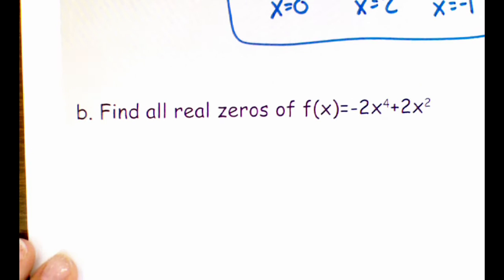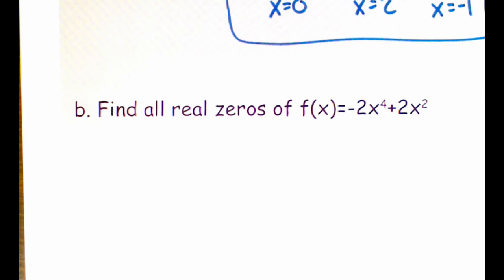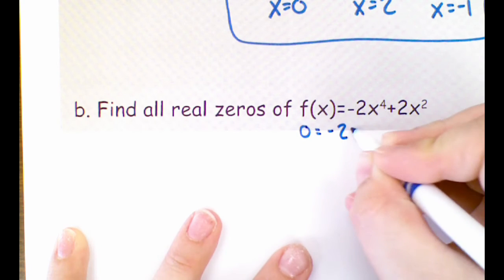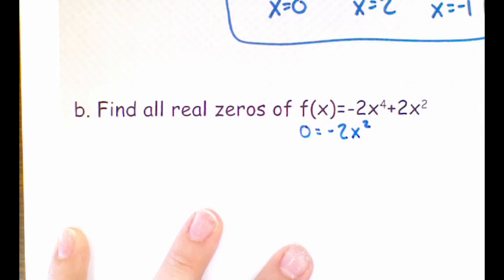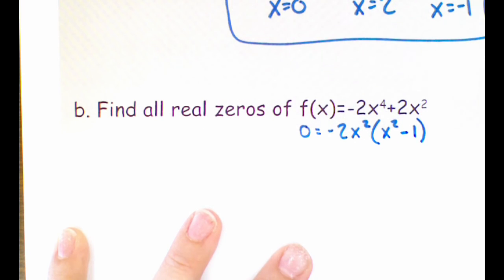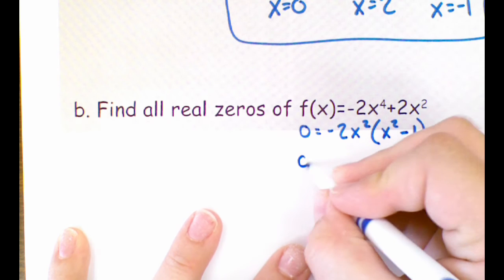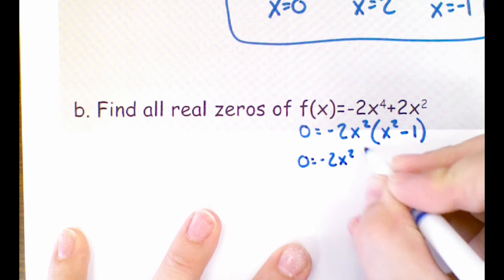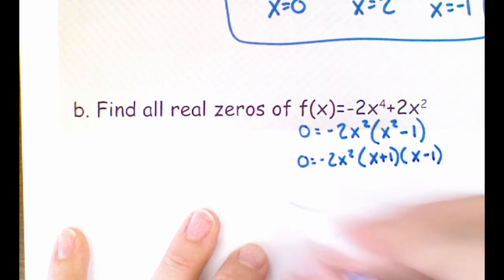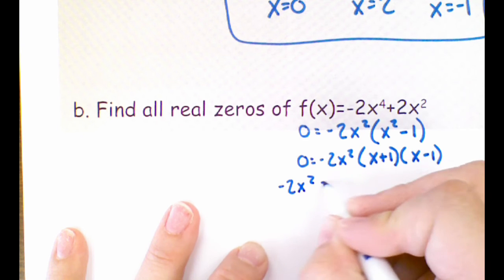For B, I see my degree is 4, so I could have at most 4 real zeros. Start the same way, set it equal to 0, take out my GCF. I'm going to take out negative 2x squared. That leaves me x squared minus 1. Well, x squared minus 1 can factor into x plus 1 times x minus 1. And then I set each factor equal to 0.